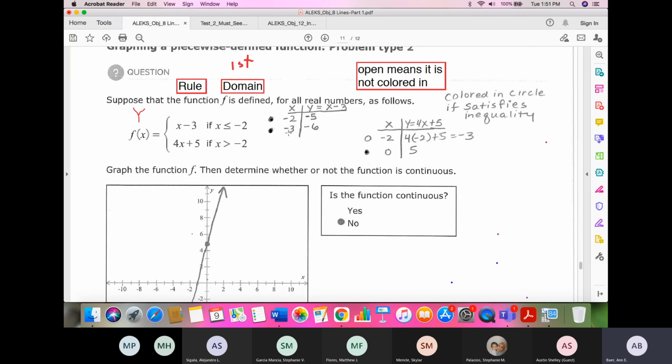So now we put in -3. -3 is less than or equal to -2. That is a true statement. So we color this in. We don't leave it as an open circle. We color it in. And all circles are open, by the way. They're never colored in. The circle is just that, the circumference.